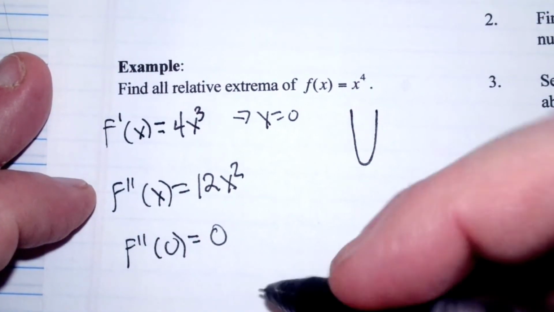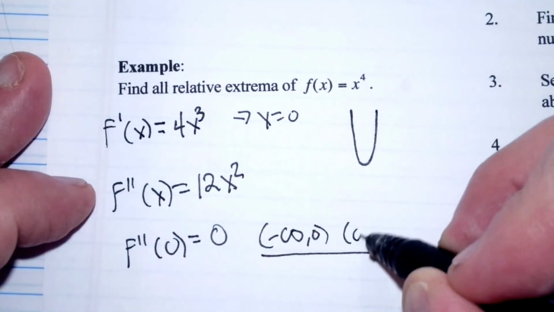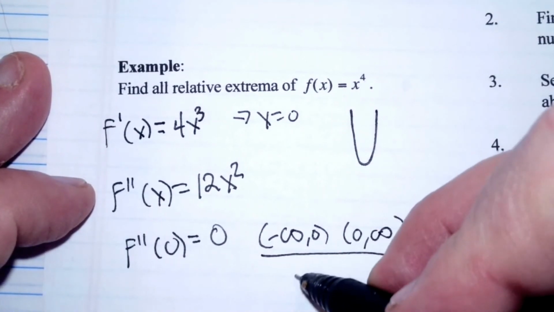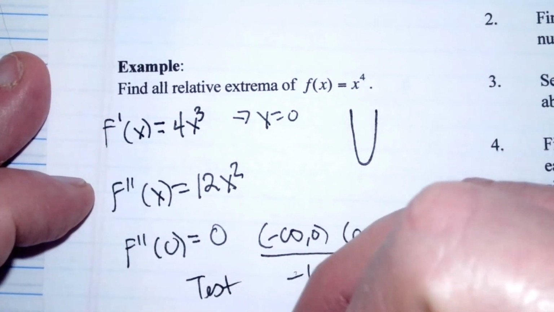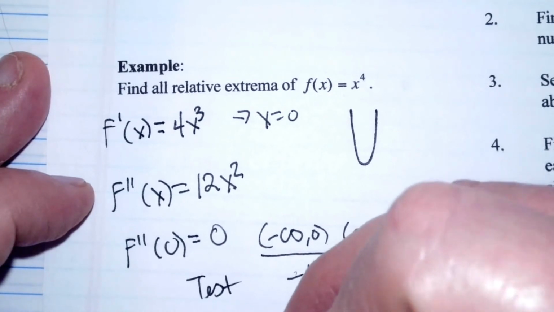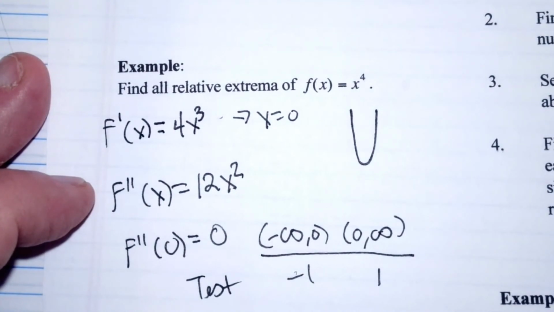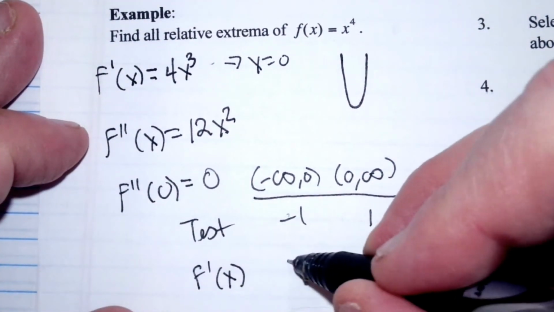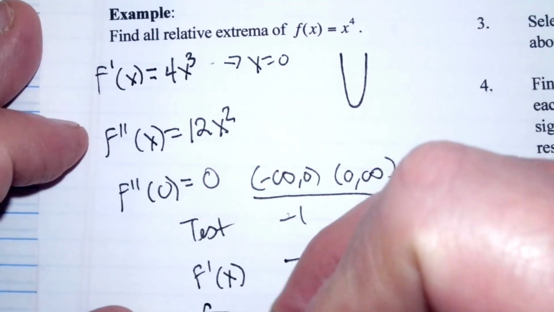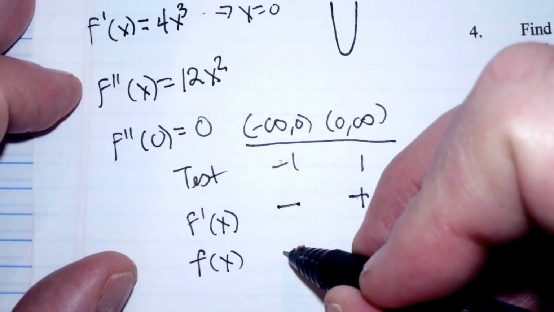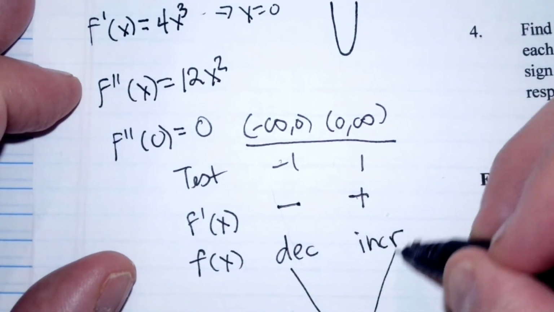How would we use the first derivative test? Well, we would look at our intervals from negative infinity to 0, and from 0 to infinity. Pick a test number, say -1 and +1, and then look at the sign of the first derivative. The first derivative is 4x cubed. That's going to be negative on the left side of 0, and when x equals 1, it's going to be positive. So that means that f of x is decreasing and then increasing, and so we know we have a minimum.